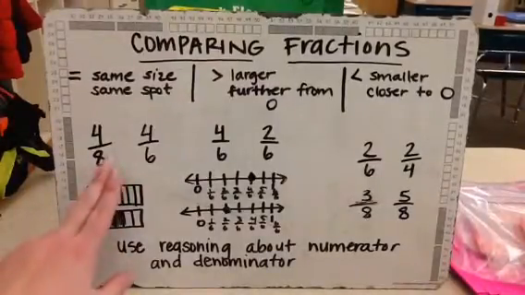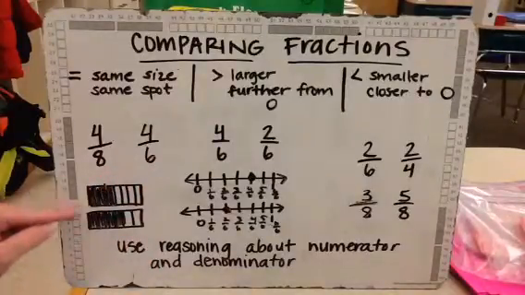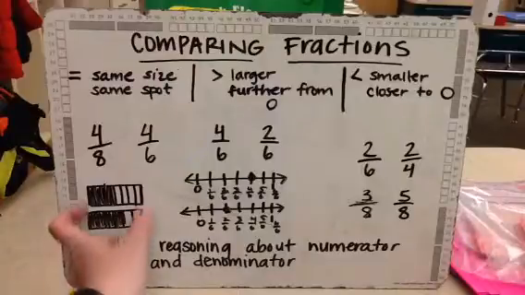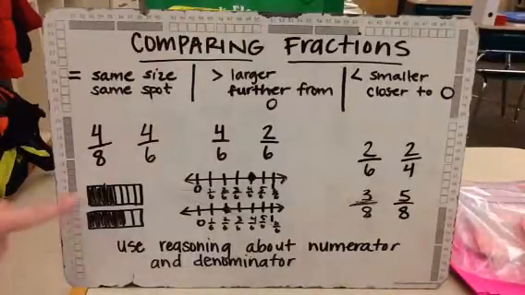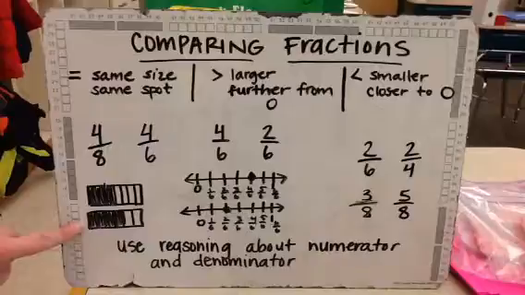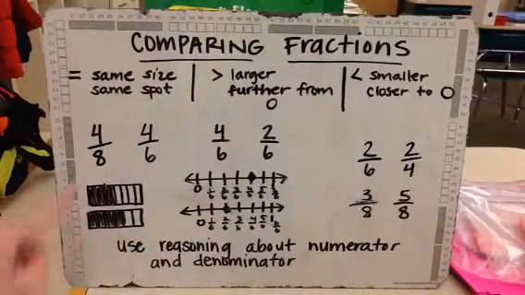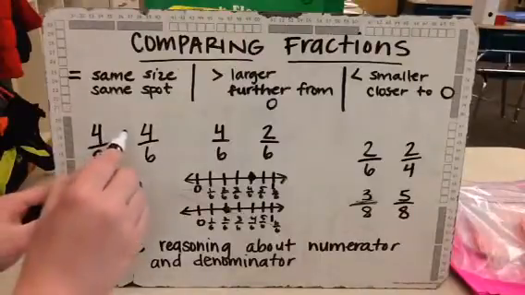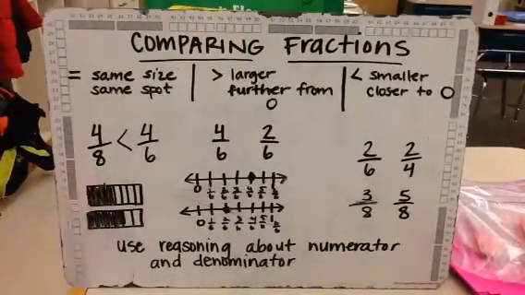So here I have two fractions, 4/8 and 4/6, and I have made a drawing of each of them. You'll notice that I made the wholes as close to the same as I could because, again, it's hard to compare when the sizes are different. So here I have 4/8 and here I have 4/6, and I notice that 4/6 takes up more space in the whole than 4/8 does. So 4/6 is greater than 4/8, or 4/8 is less than 4/6.